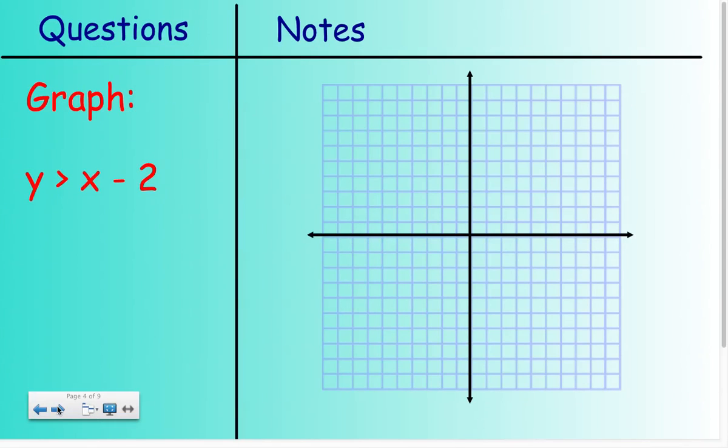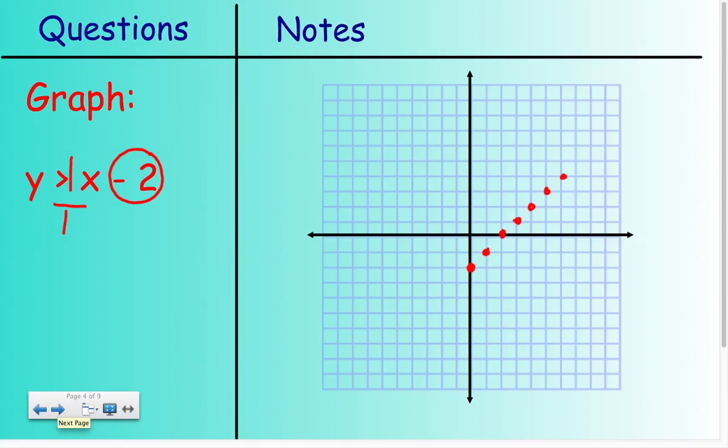Okay, here's our first example. Graph y is greater than x minus 2. So first let's just graph this like normal. My y-intercept is -2. So put your first dot at -2. My slope, the number in front of the x, is 1 or 1/1. I'm going to make my dots, but don't connect the dots yet.